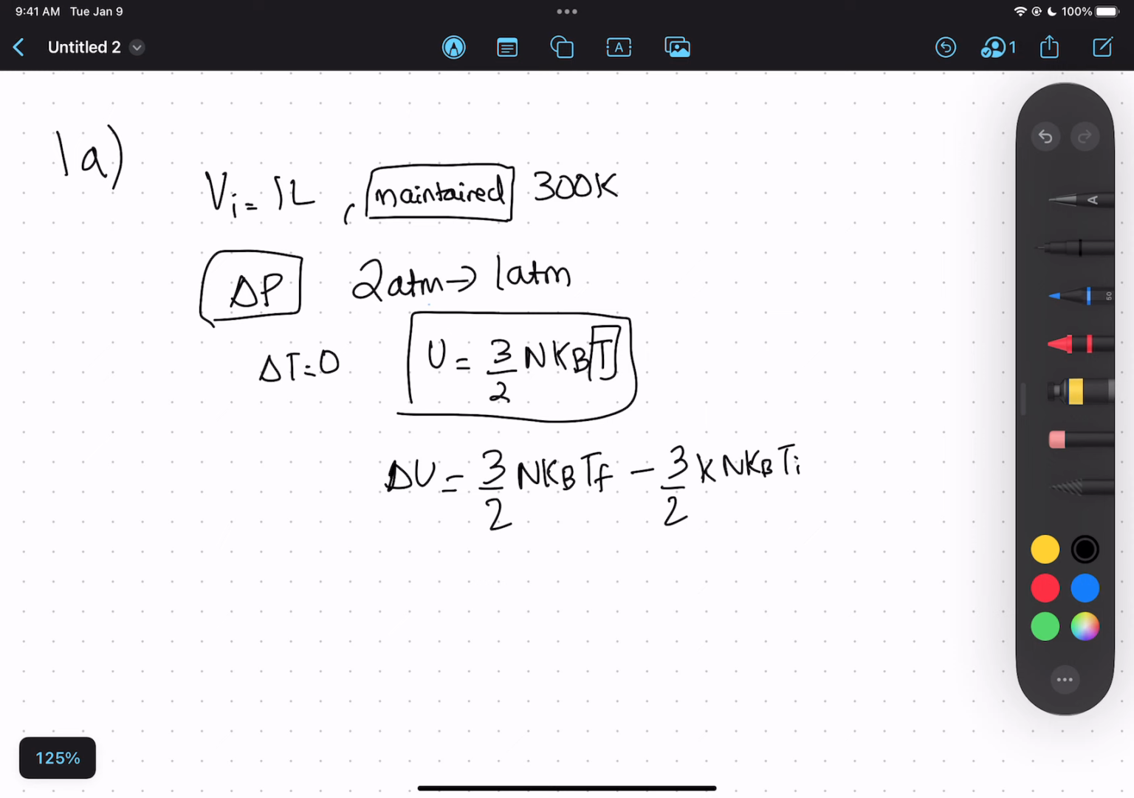Yeah, exactly, right? Because, like I said, U is dependent on... Wait, hold up. Can you guys see my screen?